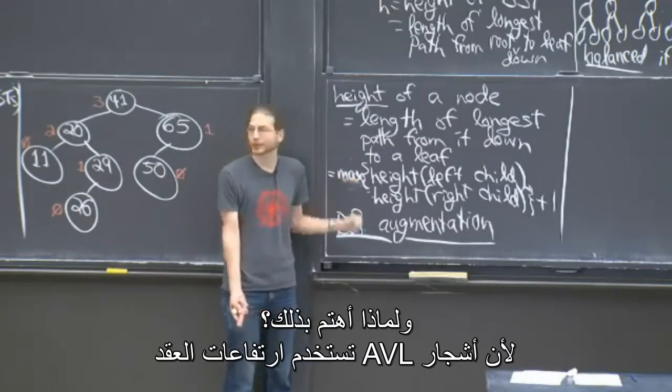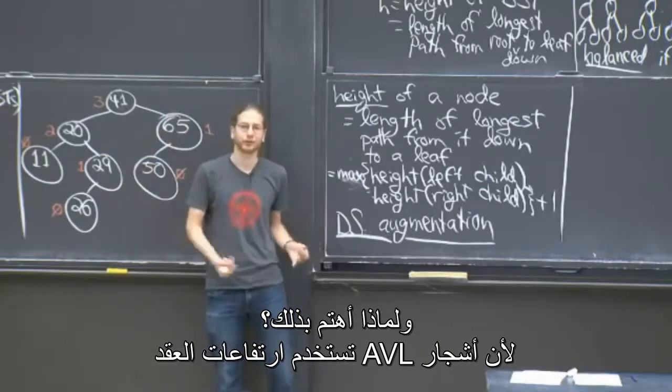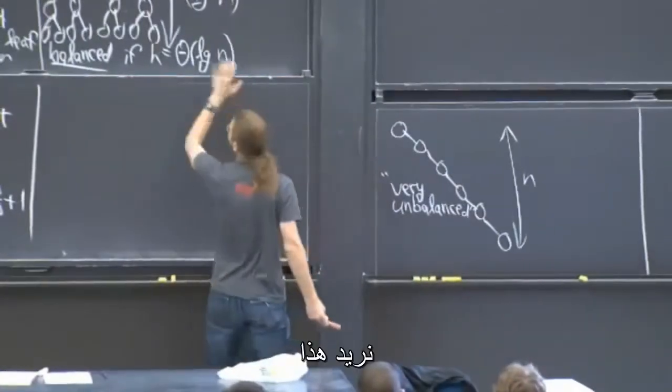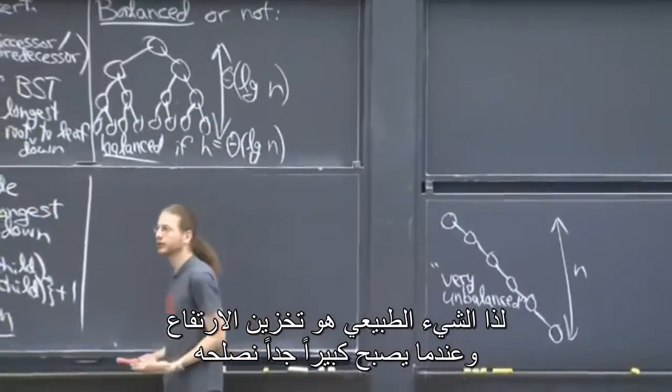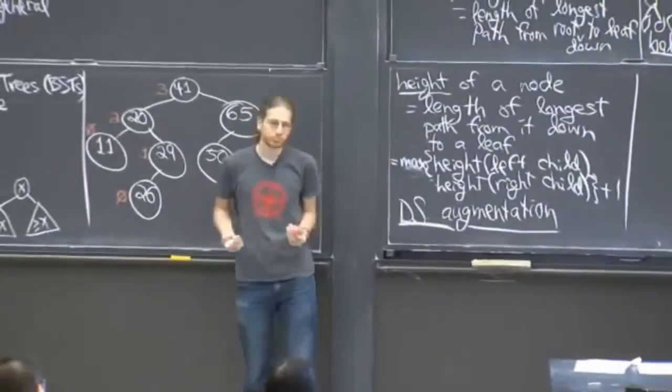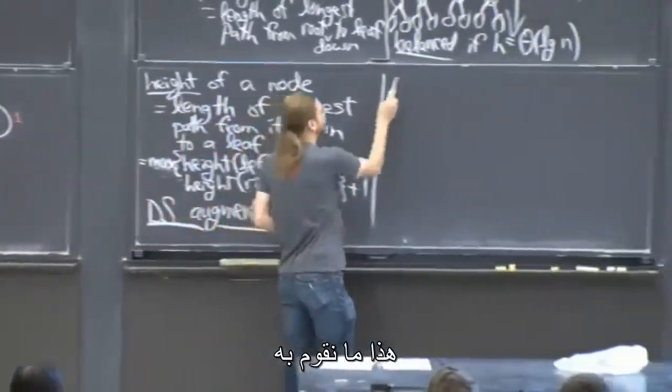Why do I care? Because AVL trees are going to use the heights of the nodes. Our goal is to keep the height small. We don't want this, we want this. So a natural thing to do is store the heights, and when they get too big, fix it. So that's what we're going to do.